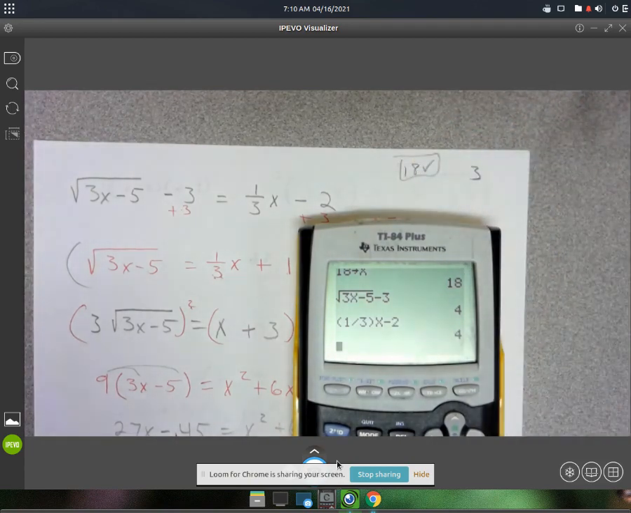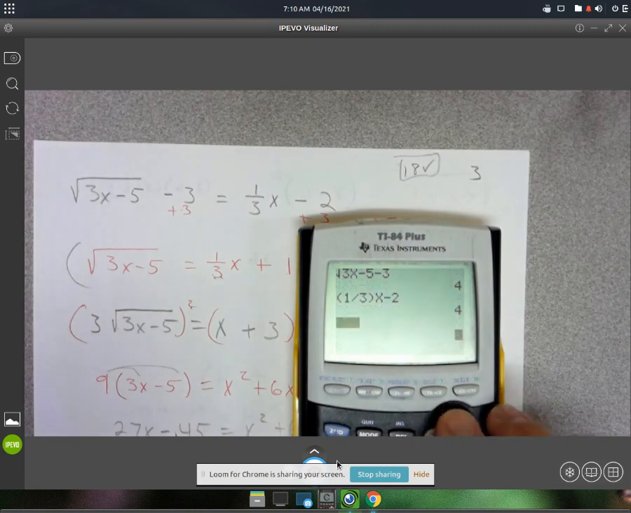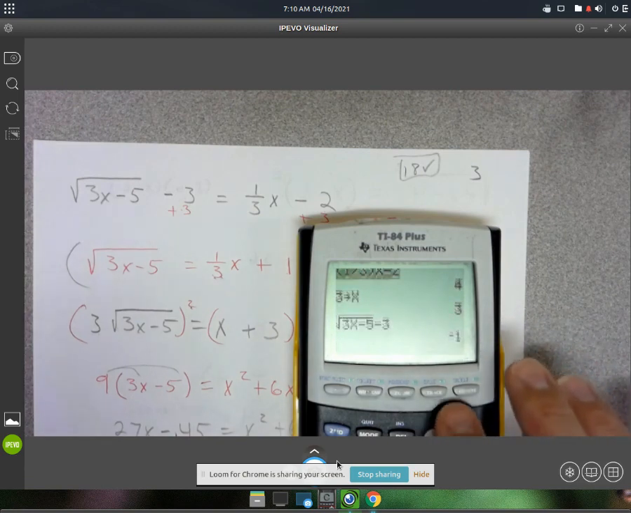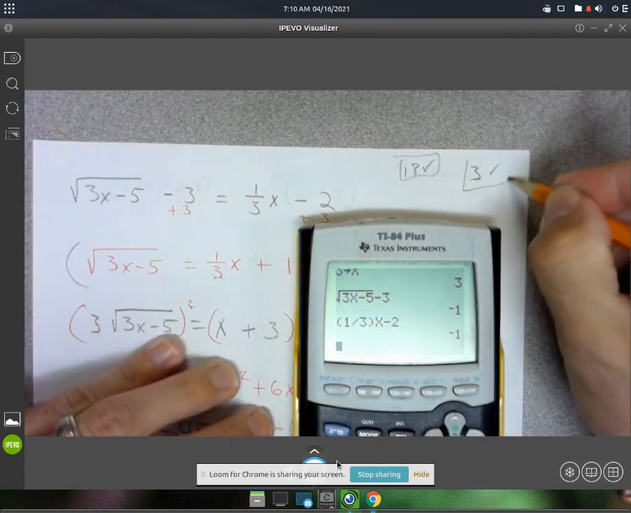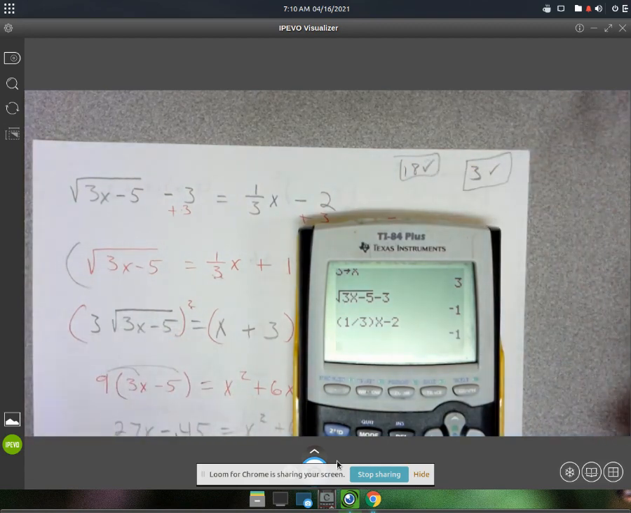Let's go ahead and do 3. 3 stored to x. The left side is going to give us negative 1. The right side, go up and evaluate that. And you get negative 1. So the left side equals the right side. That works out as well. So in this example, both of these were solutions.